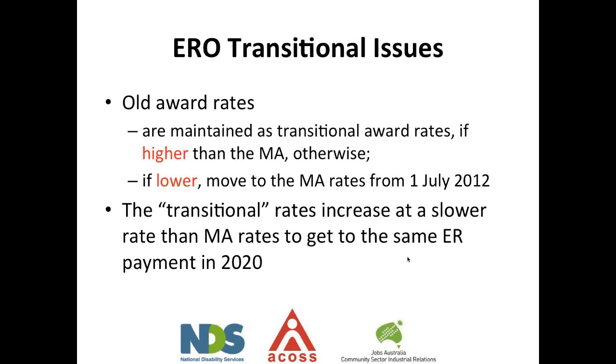In terms of your old award rates, they were maintained as what we call transitional award rates if they were higher than the modern award rate. However, if they were lower than the modern award rate, you had to move to the modern award rate from the 1st of July 2012. And the important thing to note here is that transitional rates do increase, but they increase at a slower rate than the modern award rate. But thankfully, we do all arrive at the same payment point in December 2020.